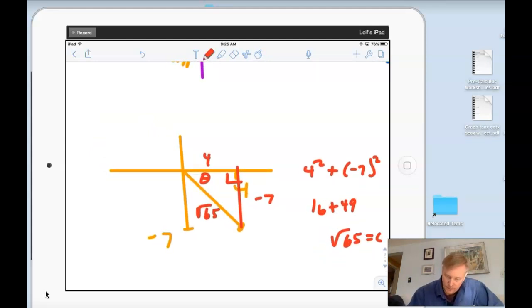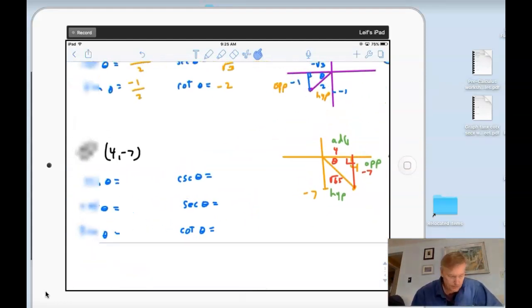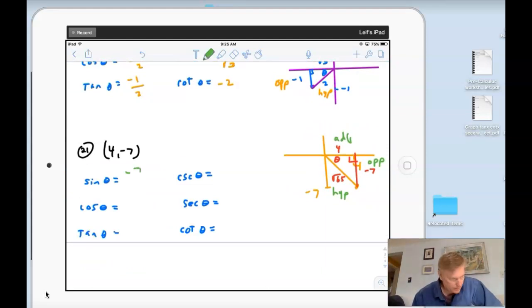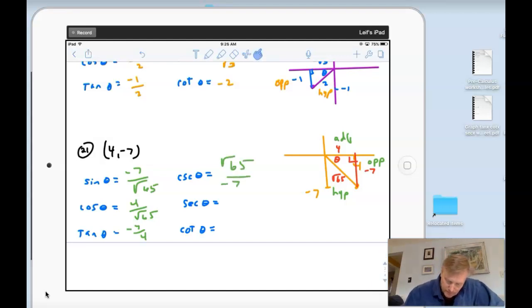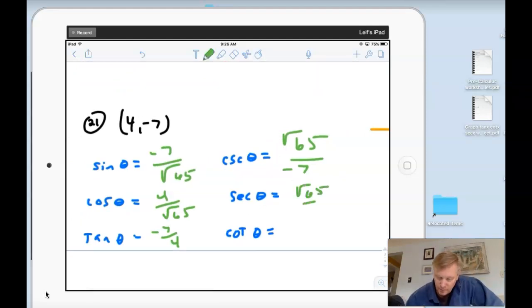And now remember that the -7 will be your opposite. This is the adjacent and the hypotenuse, okay? And when I plug those numbers in over here, the sine will be the -7 over the square root of 65. Cosine will be the 4 over the square root of 65. Tangent will be -7 over 4. These are all just upside down. This one's the square root of 65 over 4, and this one's -4 over 7. And those are all my answers.